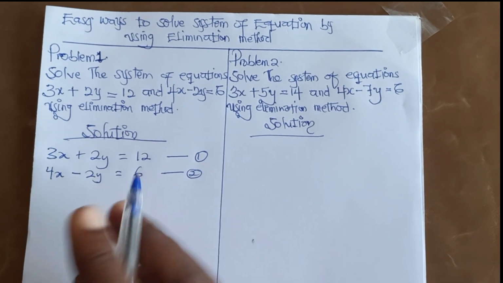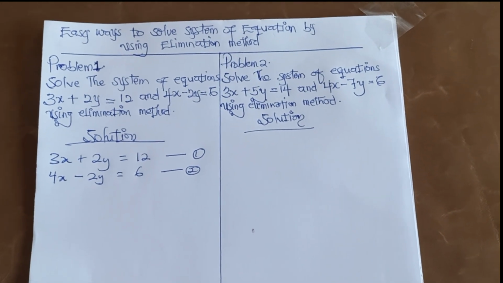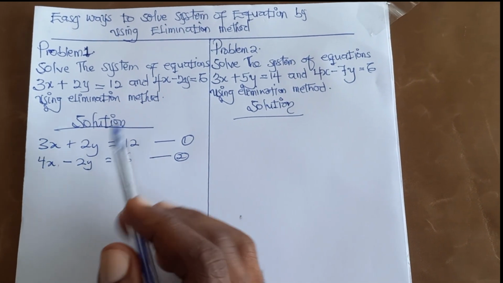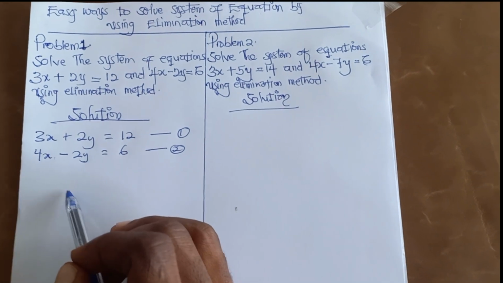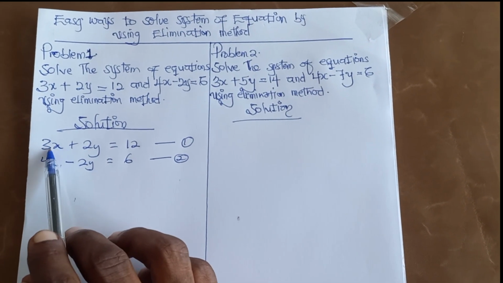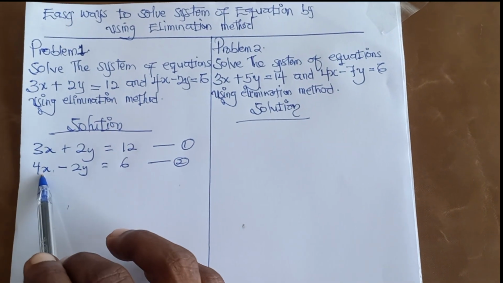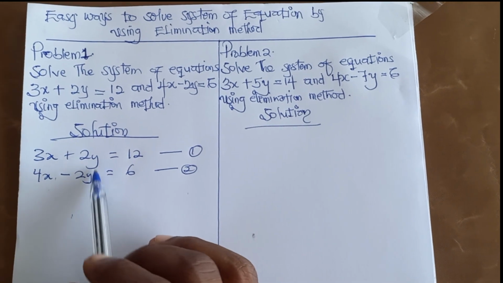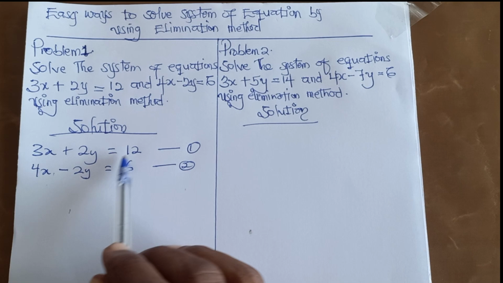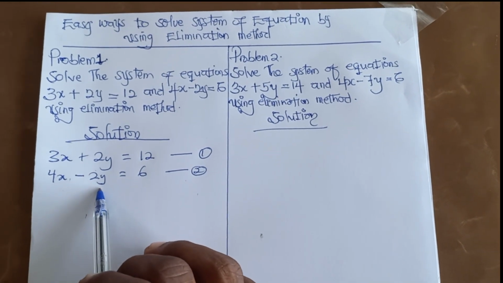For this question, using the elimination method, what you must do first is compare the coefficients of the variables. Comparing the coefficients of equation 1 and equation 2, you can see that the coefficient of x in equation 1 is 3 and that of equation 2 is 4. Let's go to the second variable, y. The coefficient of y in equation 1 is 2 and that of equation 2 is negative 2.